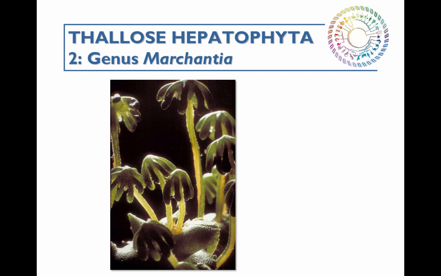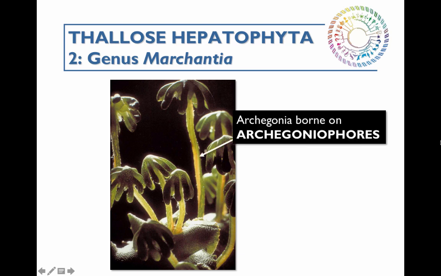Now let's have a look at a female gametophyte. So here we're looking at a gametophyte of Marchantia, and it's bearing slightly different structures, again looking a little bit like umbrellas, but this time umbrellas where the fabric has been lost between the metal struts of the umbrella. And these structures are bearing the archegonia. So they're called archegoniophores, structures bearing the archegonia.